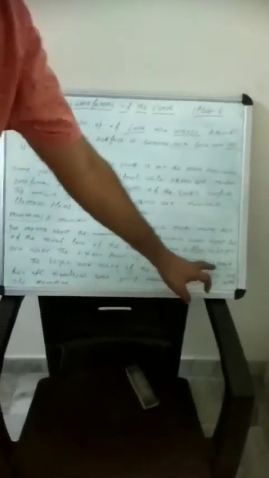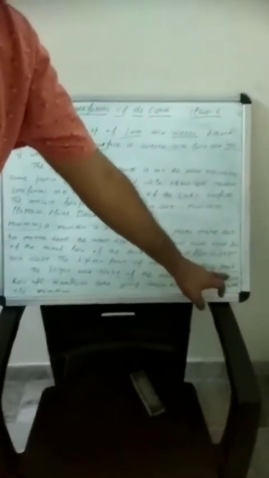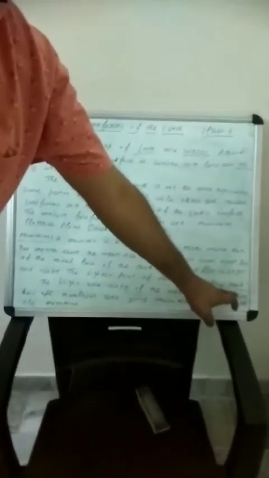Mountains differ in height and shape. Somewhere mountains are very high, in India or around the world, and their shapes differ too. Somewhere the shape is rectangular, somewhere it is conical. The highest point of the mountain is called the peak, or we can say the summit. S-U-M-M-I-T, summit.